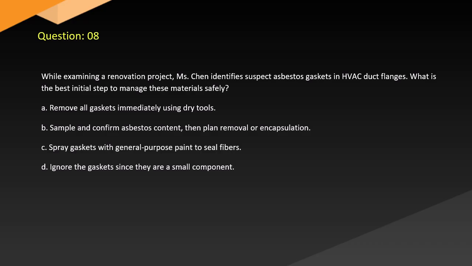Question 8. While examining a renovation project, Chen identifies suspect asbestos gaskets in HVAC duct flanges. What is the best initial step to manage these materials safely? A. Remove all gaskets immediately using dry tools. B. Sample and confirm asbestos content, then plan removal or encapsulation. C. Spray gaskets with general purpose paint to seal fibers. D. Ignore the gaskets since they are a small component.